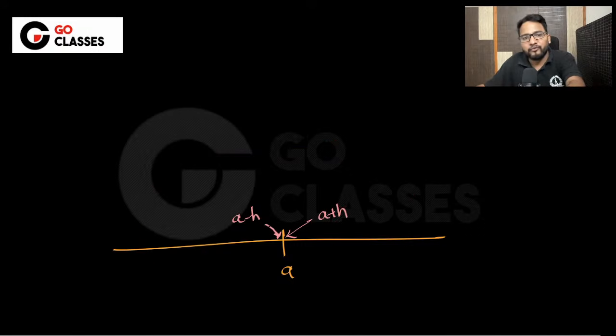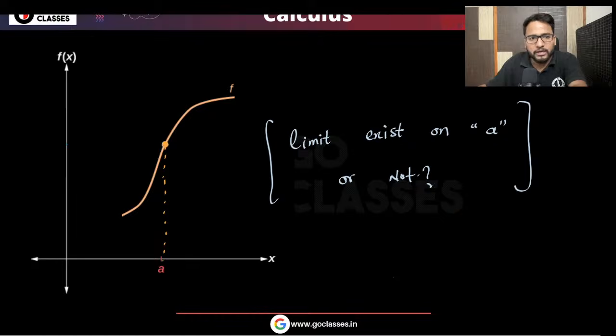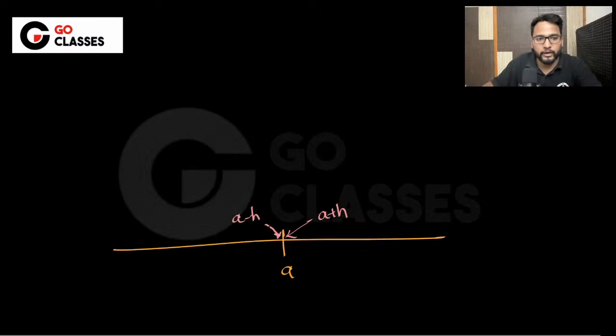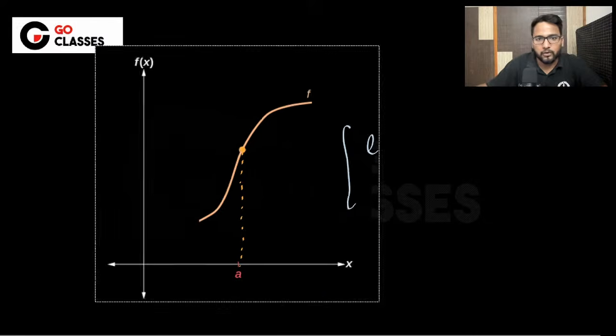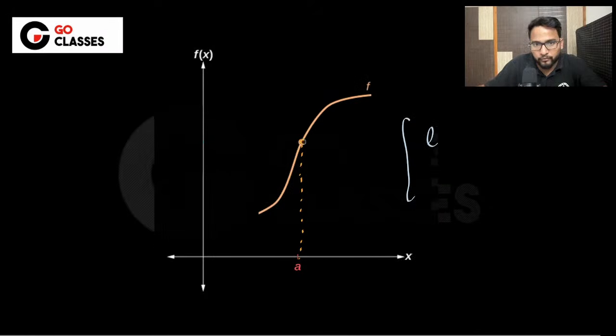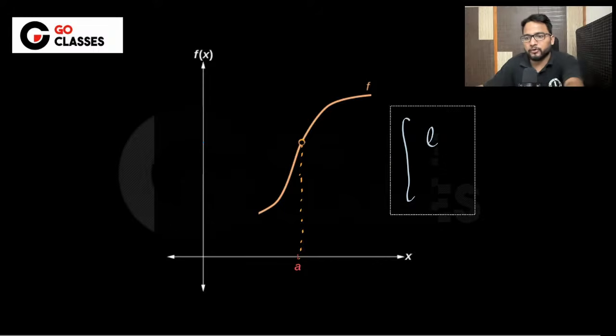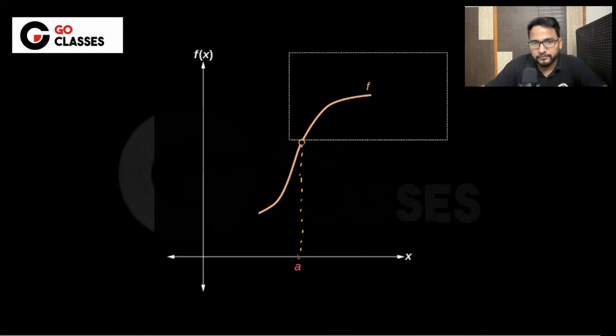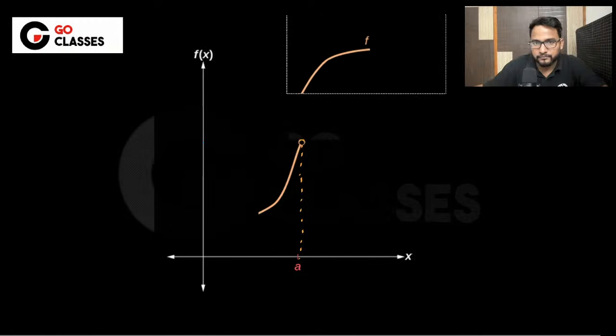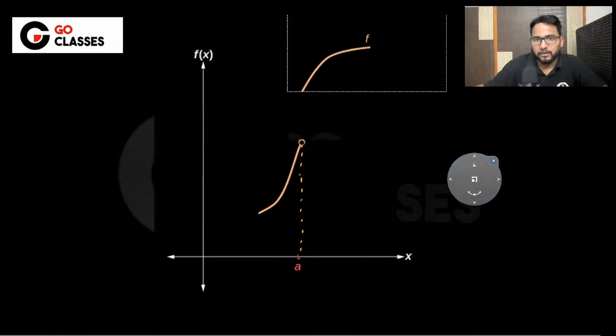Now let's see a graph where the limit won't exist. So suppose I have this graph, the same graph, and now let me show you for what kind of graph the limit might not exist. So suppose your graph is looking something like this.